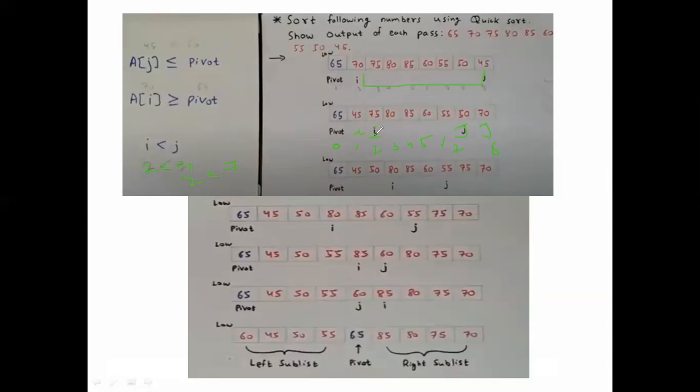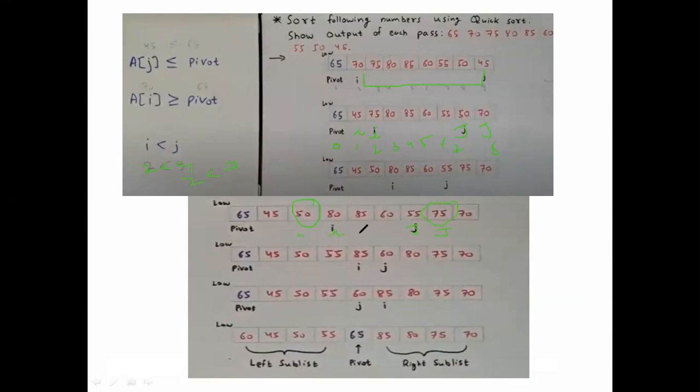What is the i value? It is 75 here and the j value is 50. So swapping will be done here. 50 comes here and 75 comes here. Now this is the i and this is the j. Here the pivot value is greater than the i value, then increment i by 1, so i comes here. And 75 is greater than the pivot, then decrement j by 1, so j comes here.